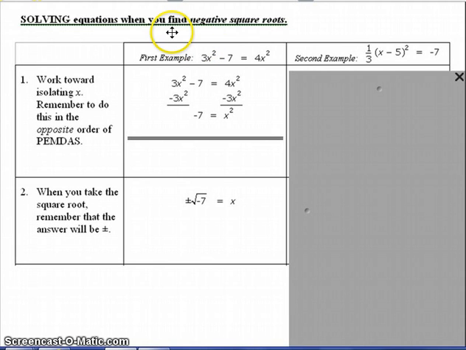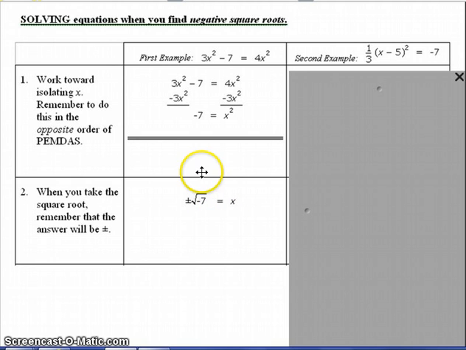The next part of the guide that I suggested you print out, or at least look at on my website, talks about how to solve equations when you do have a negative square root. So I'm going to work through this first example, and then you're going to help me work through the second example. In the first example, I've got this statement here, and I move the 3x squared over. So I move that over, and I've got negative 7 on the left. On the right, 4x squared minus 3x squared leaves me with x squared. So I've got x squared equals negative 7. Well, now I've learned what to do about that.